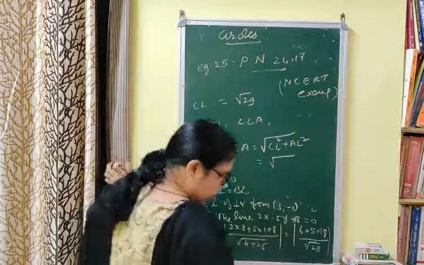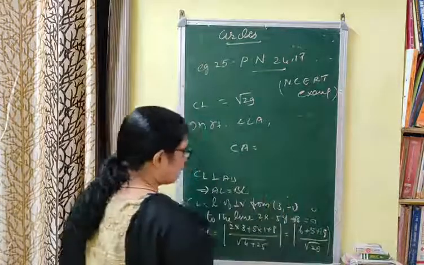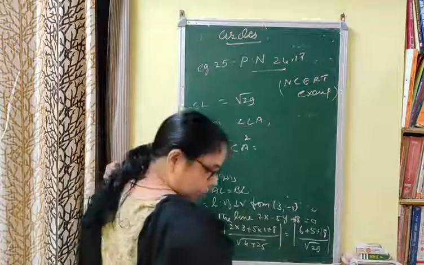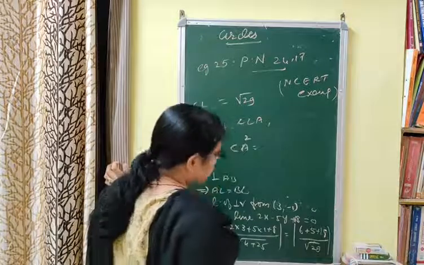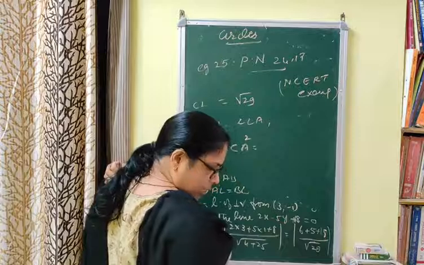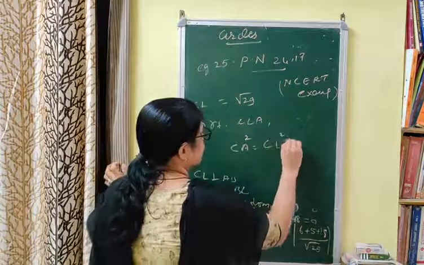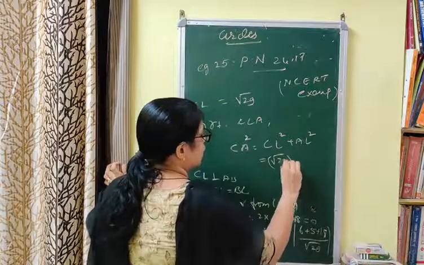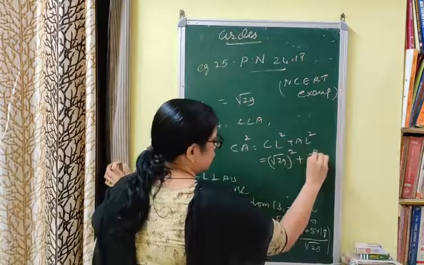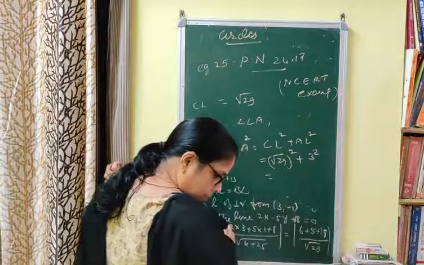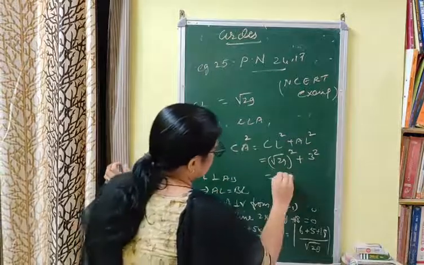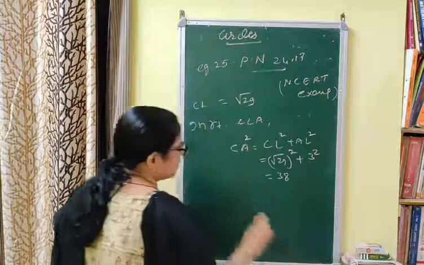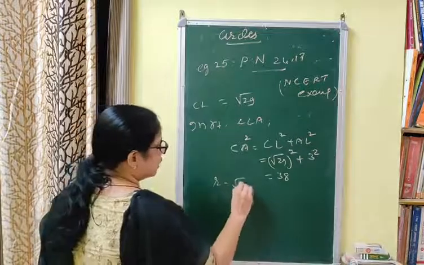The formula is by Pythagoras theorem, CA square. In right triangle CAL, by Pythagoras theorem, CA square, that is the radius square, is equal to CL square plus AL square. CL square is root 29 whole square plus 3 square. That is 29 plus 9, that is 38. Therefore, the radius of the required circle R is equal to under root 38.